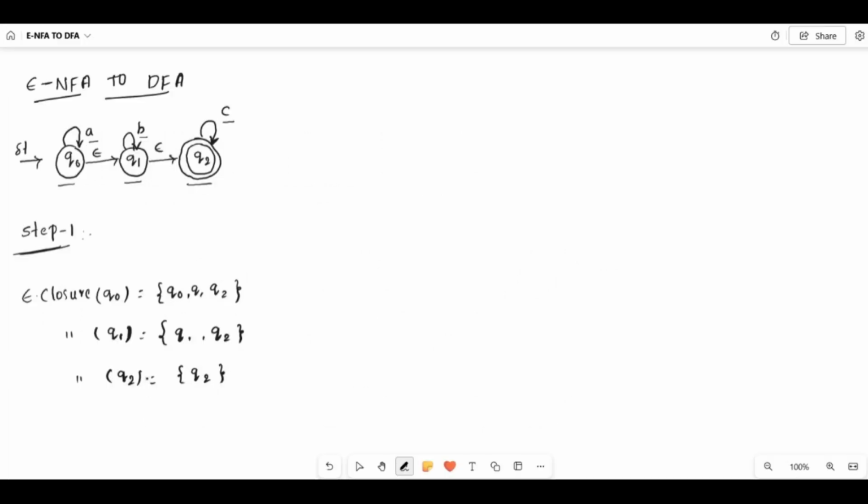Let's start the process. From the given diagram, epsilon closure of Q0 is Q0, Q1, Q2. Since it is starting from Q0, epsilon is moving to Q1 and Q2. So epsilon closure of Q0 is Q0, Q1, Q2. Similarly, the epsilon closure of Q1 is Q1 and Q2, and the epsilon closure of Q2 is Q2.